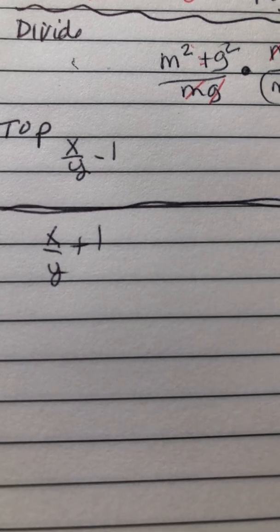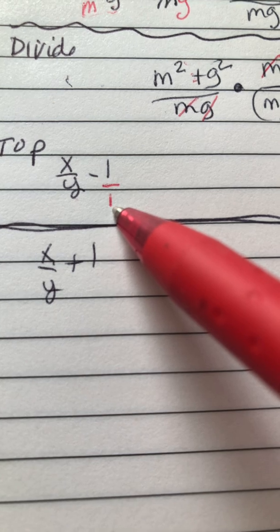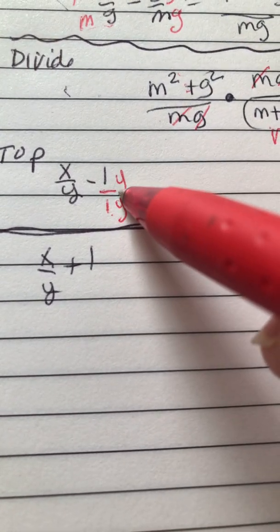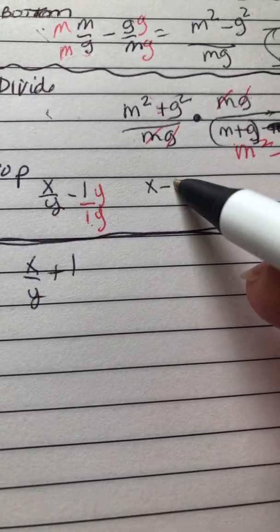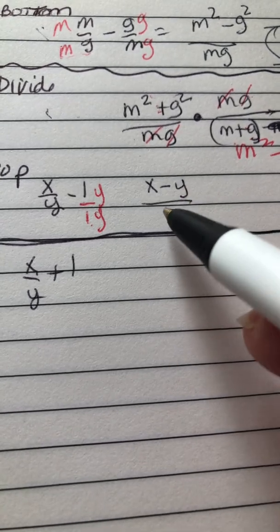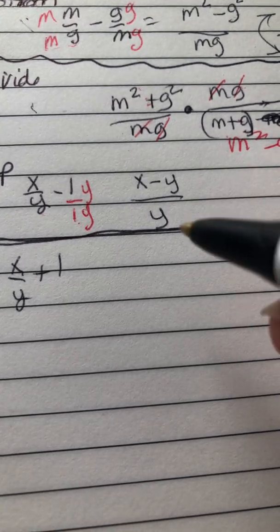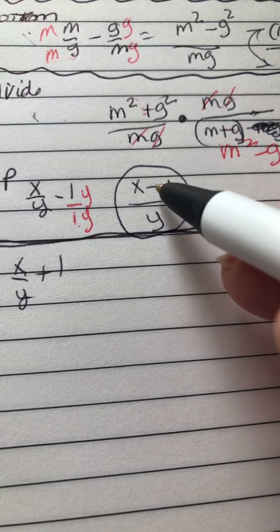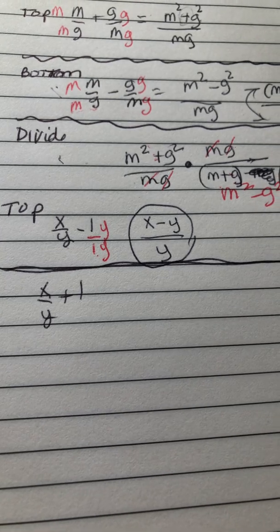The top part, we need a common denominator. Right now, this one is y and this one is 1. So we want them both to have a y. So we'll multiply both the top and the bottom by y. So now we have x minus 1y over the denominator. And this is the final answer for this because you can't reduce those y's because this one's involved with addition or subtraction.